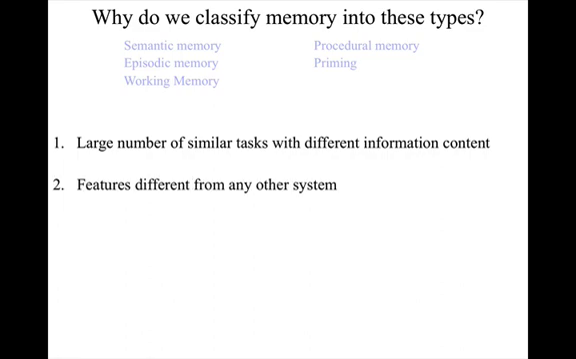Secondly, if you could write down a list of features for the memory type that were different from the features for any other memory type, that type could be regarded as a different system. And that's essentially what we've been doing in the earlier sections.